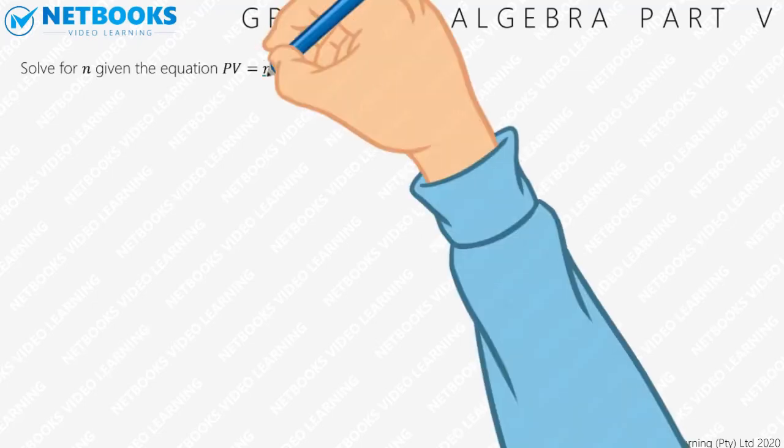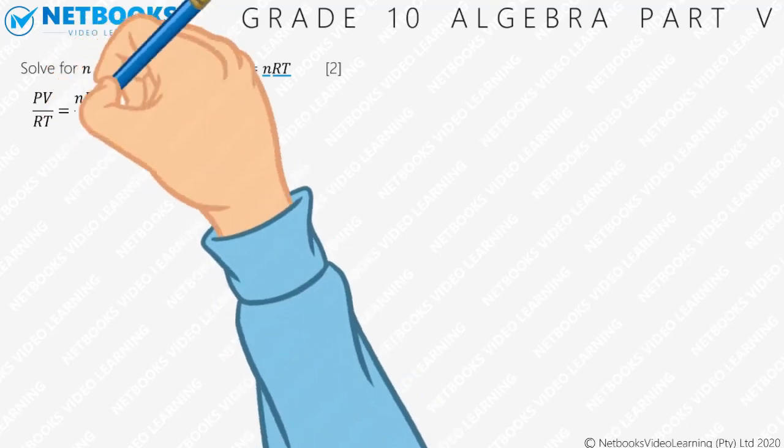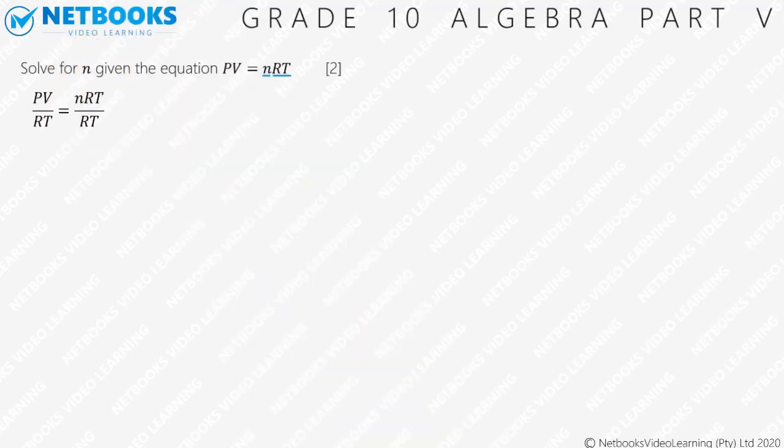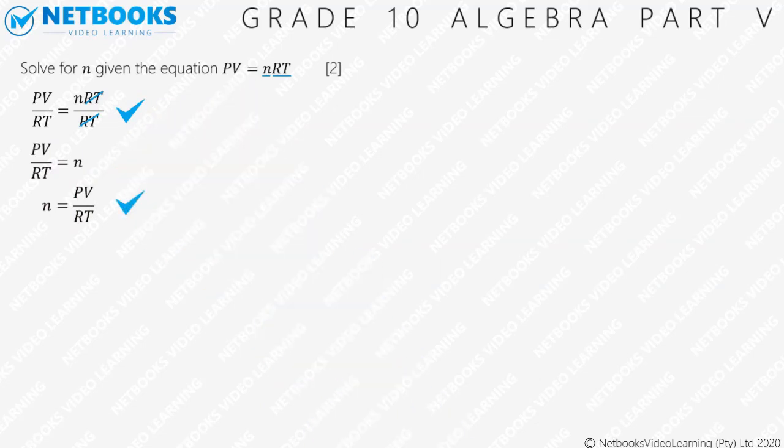We notice that n is on the right-hand side, along with RT. We divide throughout by RT, allowing us to cancel the numerator and denominator, freeing the n. This scores us our first mark for the exam question. We can write out this equation in terms of n as n equals PV over RT. The final mark has been allocated to the correct final expression.